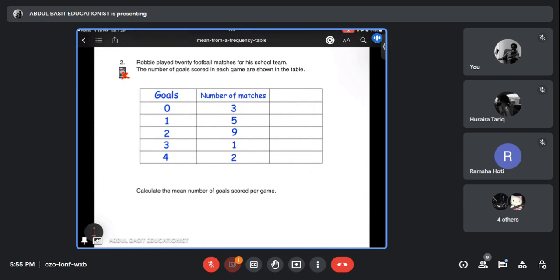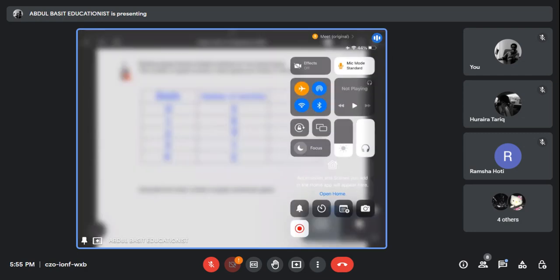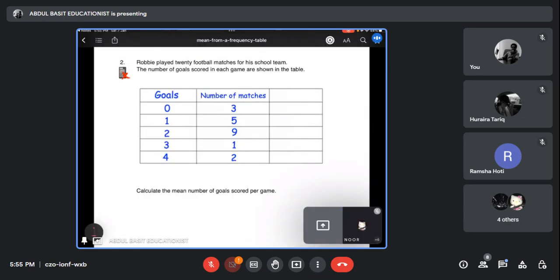Goals, number of matches. Okay, Ruby played 20 football matches for his school team. Now, in this case, calculator is not allowed, so it means that the calculation will be easy. So just underline 20. It means that number of matches are 20 for his school team, and the number of goals scored in each game are shown in the table.